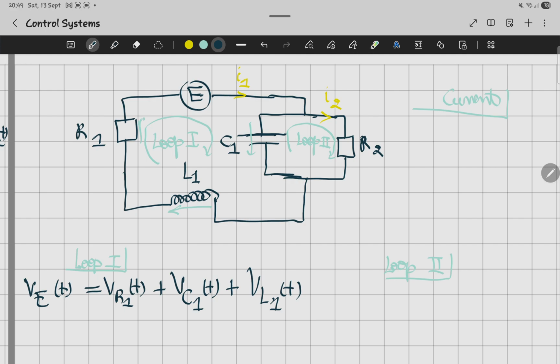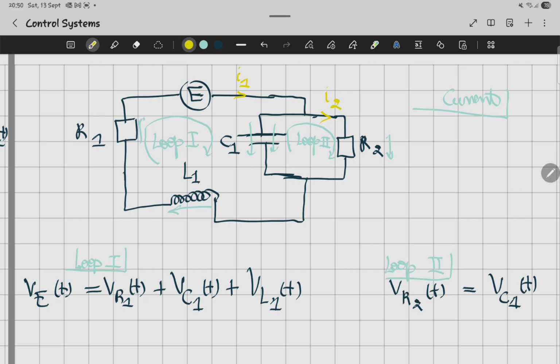And then if you go to loop 2, the voltage across the capacitor will be equal to the voltage across the resistor. This is what you're going to get on loop 2. So it's going to be VR2 of T equal to VC1 of T.